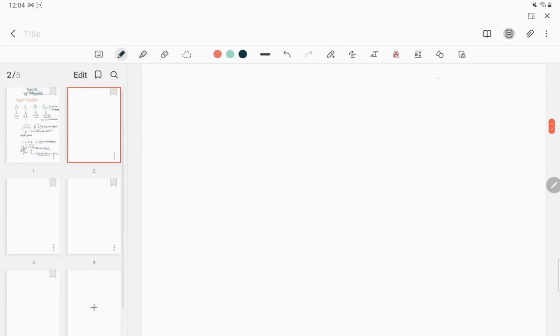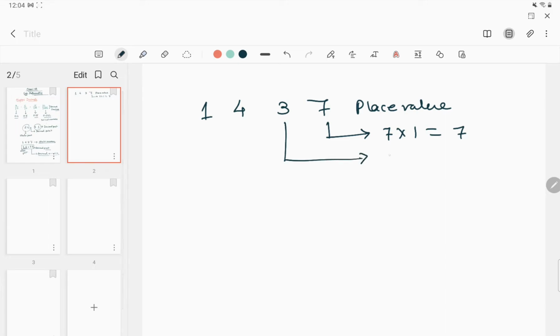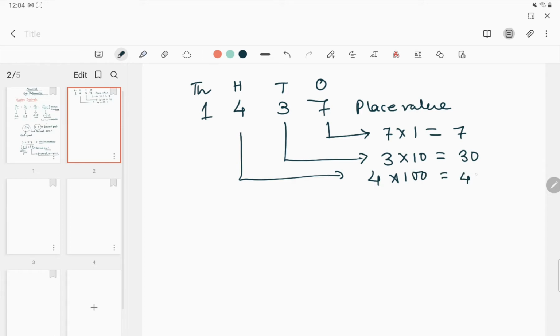Here we will introduce the place value of the numbers. I have written 1437. So what is the place value of 7? Place value of 7 is 7 into 1 equal to 7. What is the place value of 3? 3 into 10 equal to 30, because this is ones place, this is tens place, this is hundreds place, and this is thousands place. So what is the place value of 4? It is 4 into 100, that is 400. And what is the place value of 1? This is 1 into 1000, that is 1000.